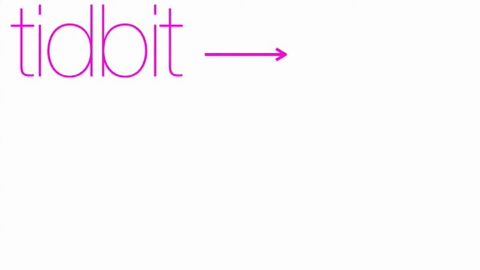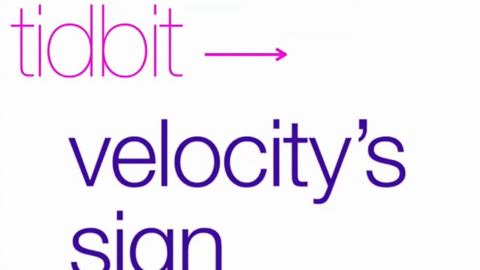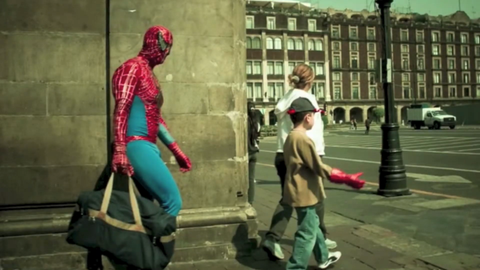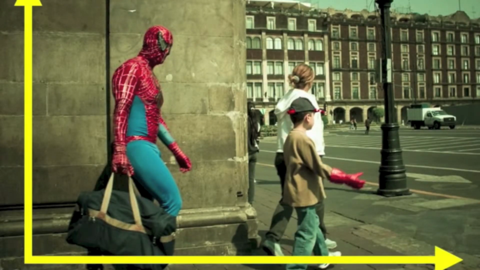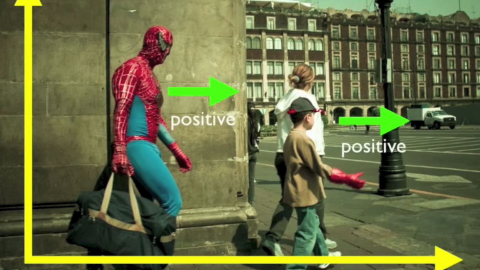One more velocity tidbit that's important is the velocity sign. Using this picture of a Mexican sidewalk, we'll throw up an x and y axes. If we focus on Spider-Man and the little boy, we see that they're both walking in the same direction. When two objects move in the same direction, their velocities have the same sign. Spider-Man's velocity is positive, and the little boy's velocity is positive.